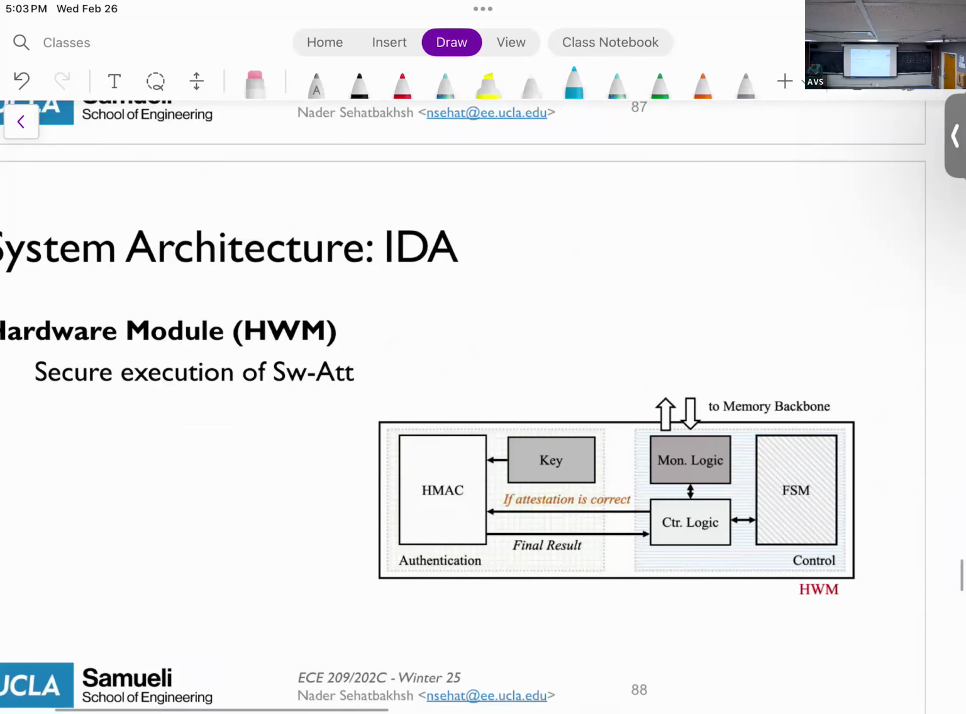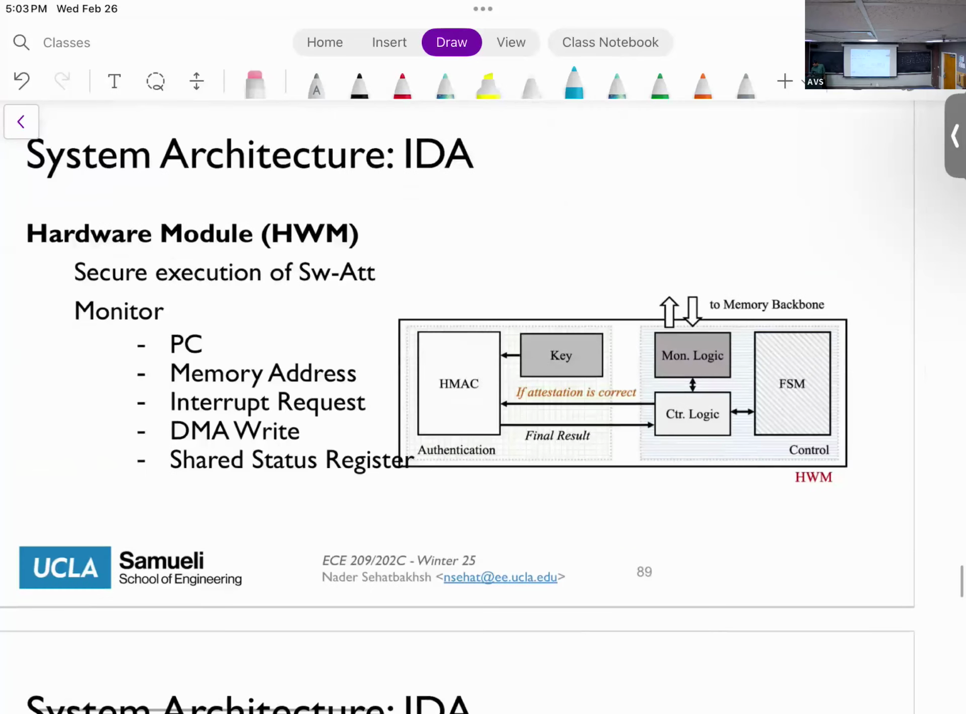But generally, this is the design of our hardware module, which has an HMAC, which has the key, and then has a general monitoring logic to check whether or not something has happened in the system. This is the hardware part that we are adding to the system and to the software attestation. Essentially what we are monitoring is the PC, the memory address, the interrupt request, or the DMA write, and there is some form of a shared status register between the CPU and this hardware module.